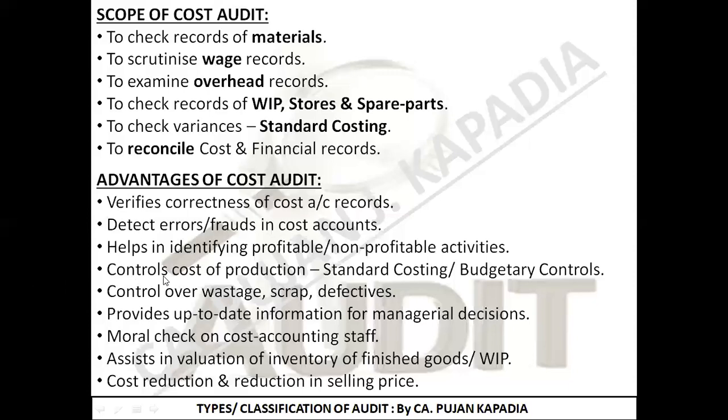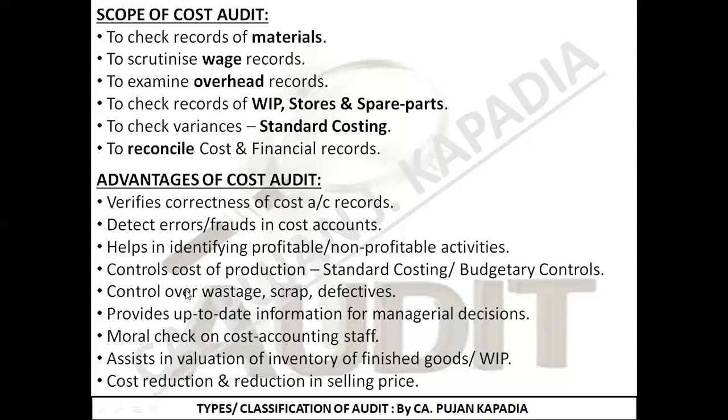Next, it helps to control the cost of production with the help of standard costing and budgetary controls. You all know what standard costing and budgetary controls are. These techniques, or I can say this mechanism, help us to keep a strict watch on each and every cost that is being incurred. As a result, in case of any deviation or differences, it becomes easier for the cost auditor to identify the causes and at the same time implement corrective actions so that proper control can be implemented on all kinds of cost expenditure.